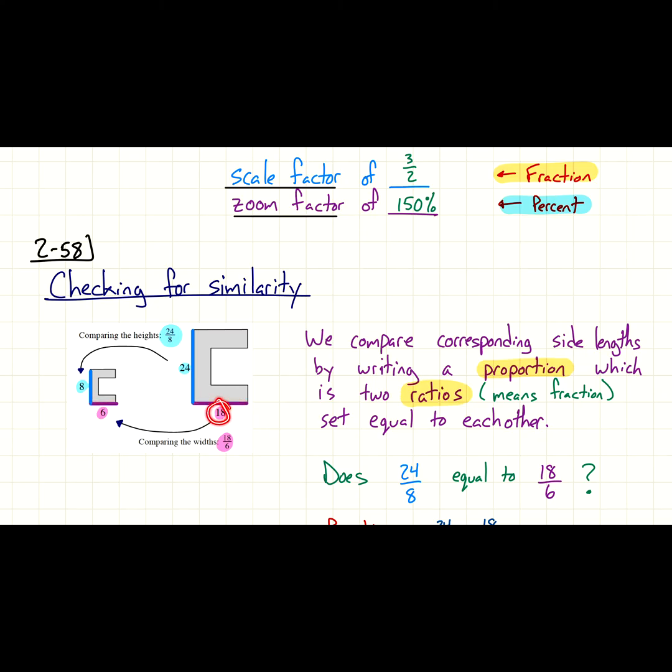So I'm going to take 18 and 6. You'll notice the arrows, meaning I'm going to start with 18 and then I'm going to put 6 underneath it. So 18 over 6. Same thing with 24 over 8. All right, so the question is, does 24 over 8 equal 18 over 6? Now the numbers don't look the same, so really my first thought is these are probably not the same.